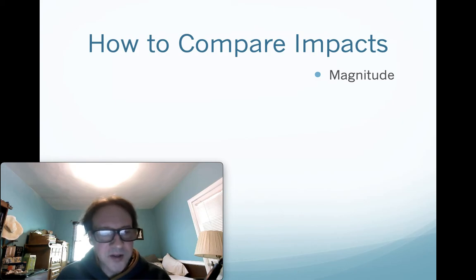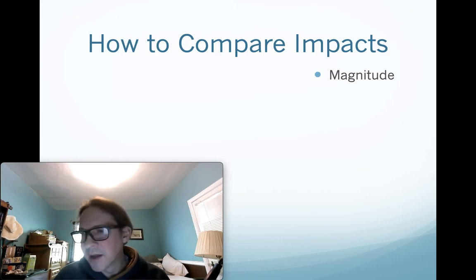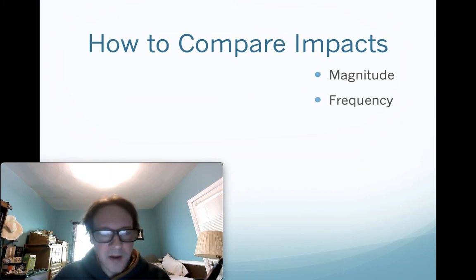First of all is magnitude, right? This just affects more people, or the harm of it is larger, right? They're talking about making people happy. We're talking about people dying, so the magnitude is larger. They're talking about a few people. We're talking about millions of jobs being lost, so the magnitude is larger.